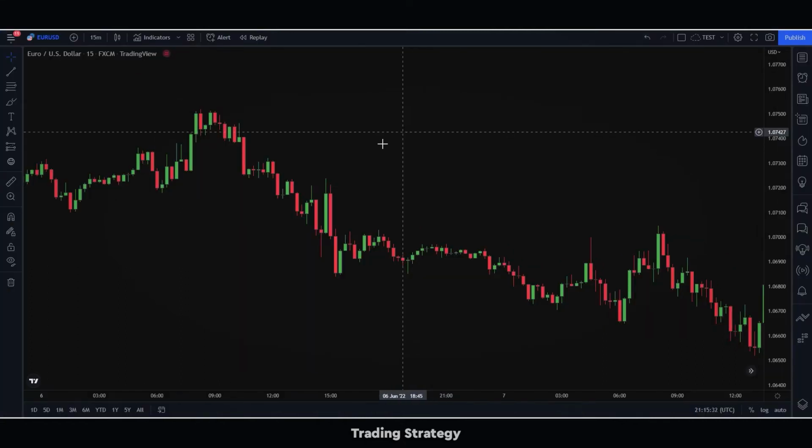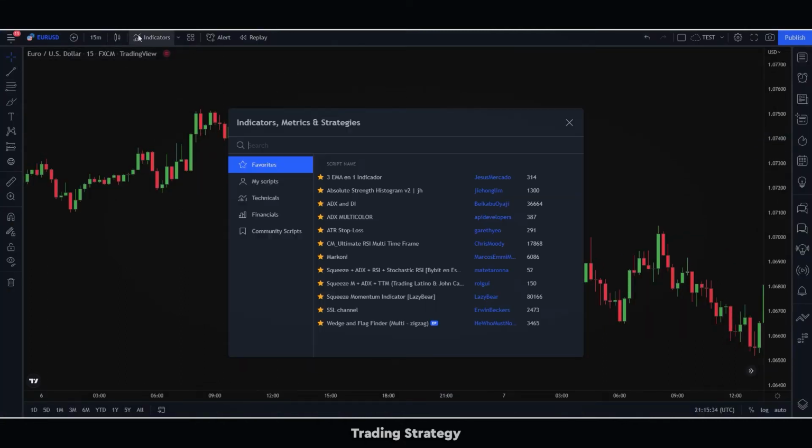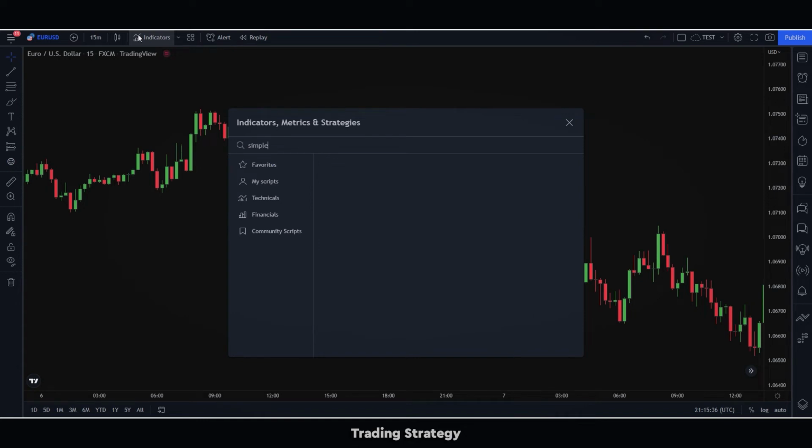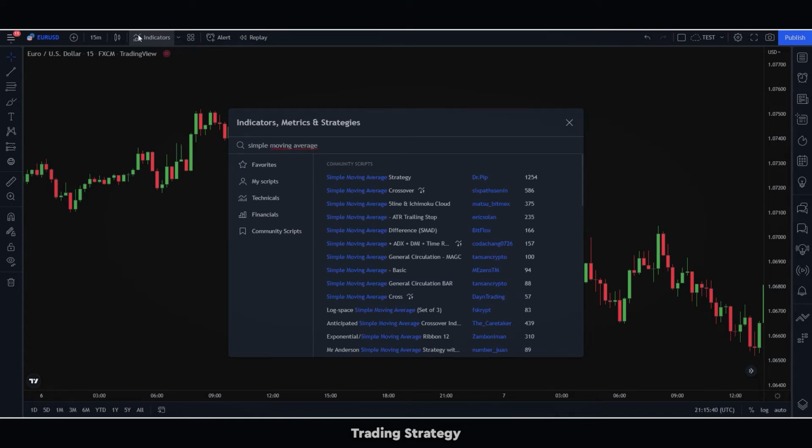The first thing we will have to do is select 2 of these indicators that already come with 2 normal moving averages each. The indicator is called Simple Moving Average 50, 100, 200.